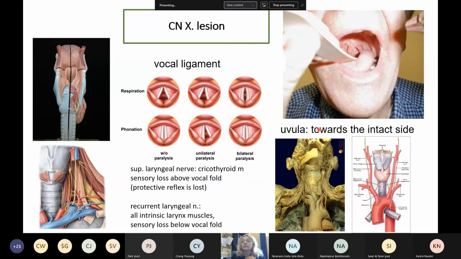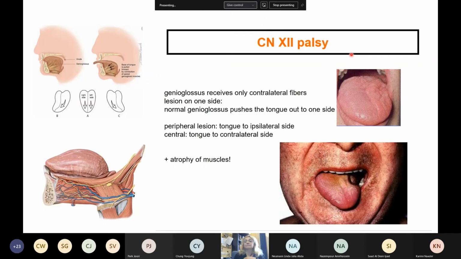The uvula is more of diagnostic importance because in the central lesion, this is the muscle that receives only unilateral innervation, so there will be an asymmetry of the uvula. It will be pulled towards the intact side. And the last such muscle is the genioglossus muscle, which sticks the tongue out. It receives only contralateral fibers. So you can see that there is an asymmetric position of the tongue. If it's chronic, then even the muscle can atrophy.